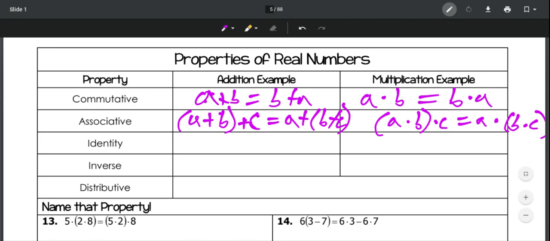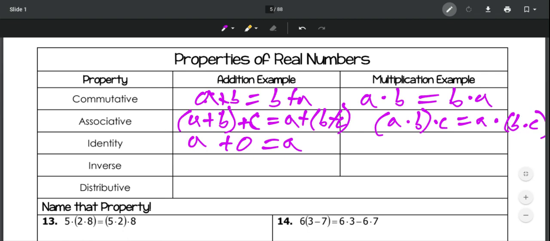Now, for identity, we want this. If we have a here, which can be anything, we want to get a back. So what can we add to a to get a back? It's just 0. Anytime it asks for the additive identity, you just want to say, I want to add 0 to it to get the same thing out.